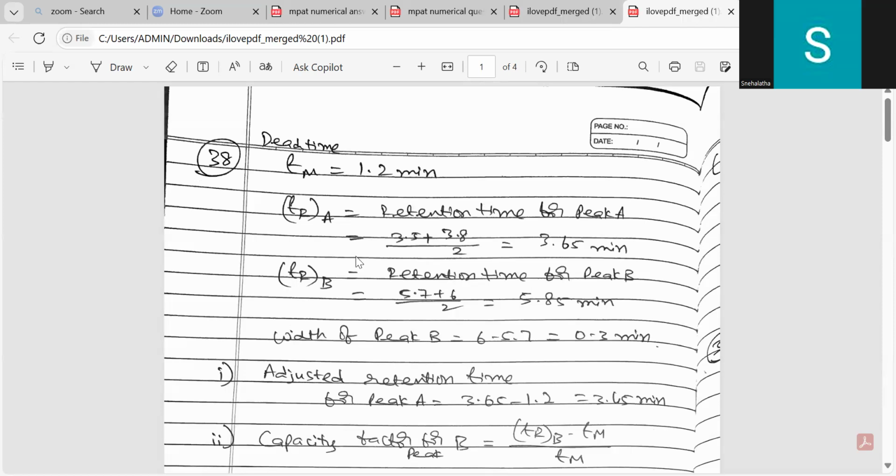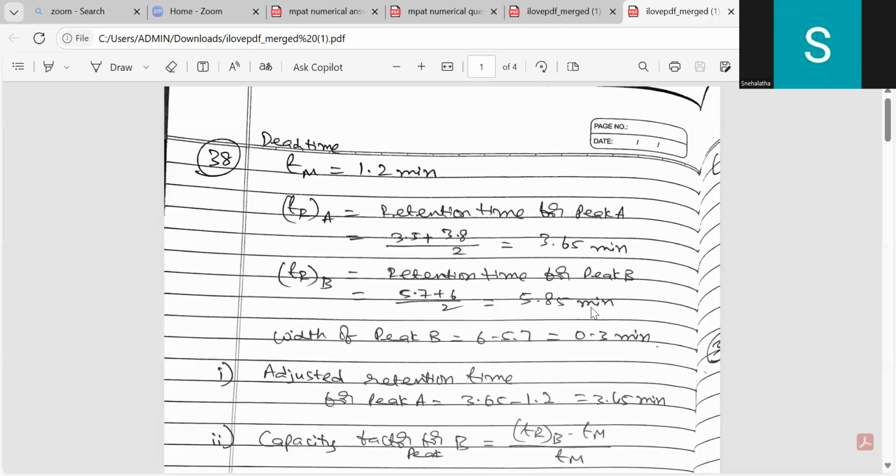So the first question is adjusted retention time for peak A. The values given: dead time is 1.2 minutes. Retention time for peak A you can calculate by using this formula. This is the time at which the peak is starting and at 3.8 minutes the peak is ending. So add these two values and divide by 2. So the retention time for peak A is 3.65, and retention time for peak B you can calculate using this formula, 5.7 plus 6 divided by 2.